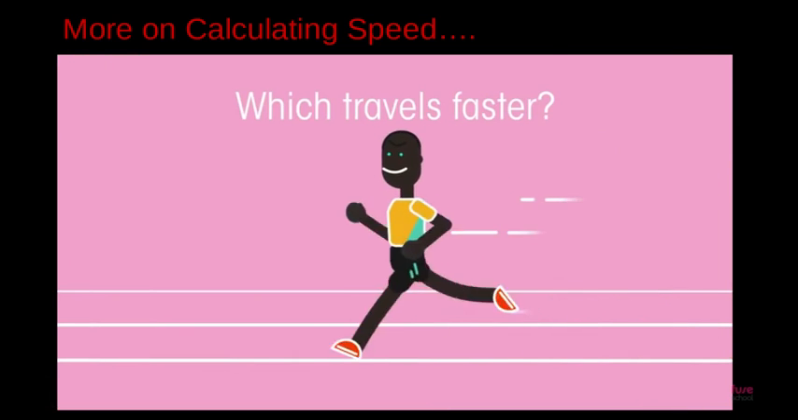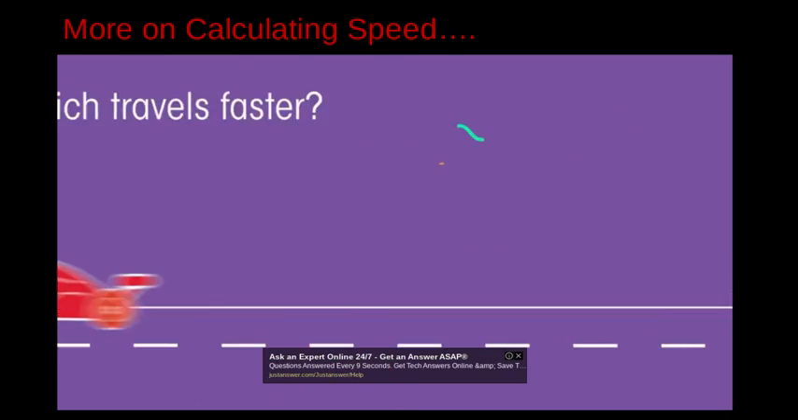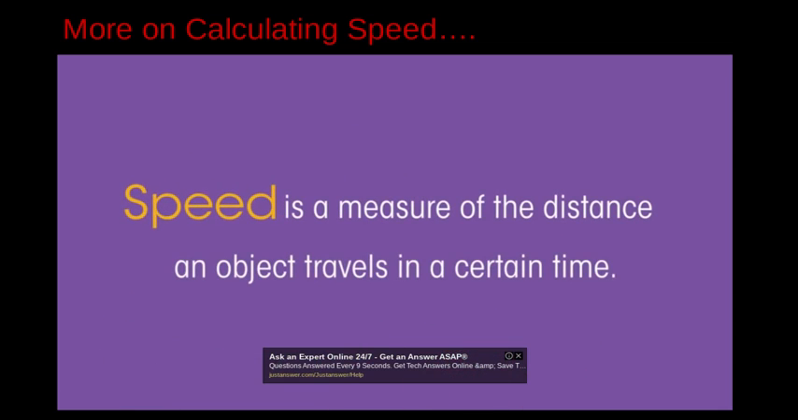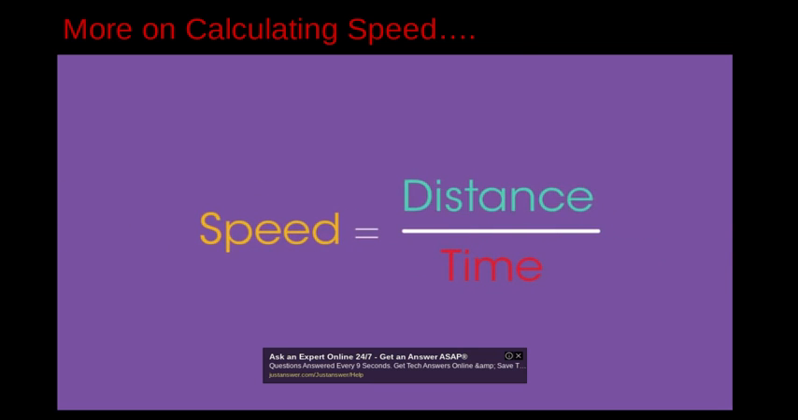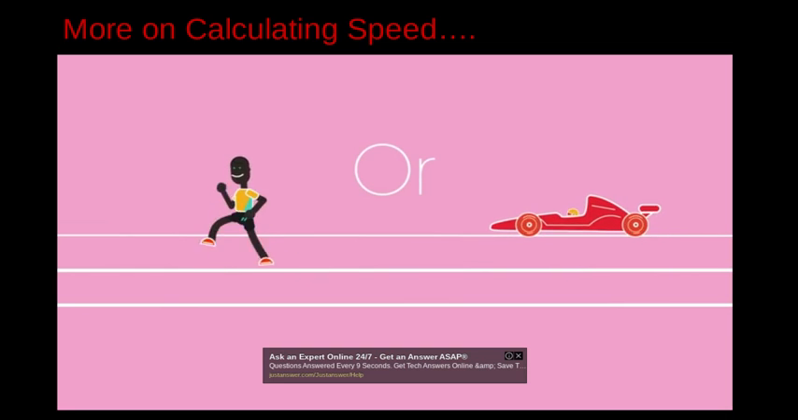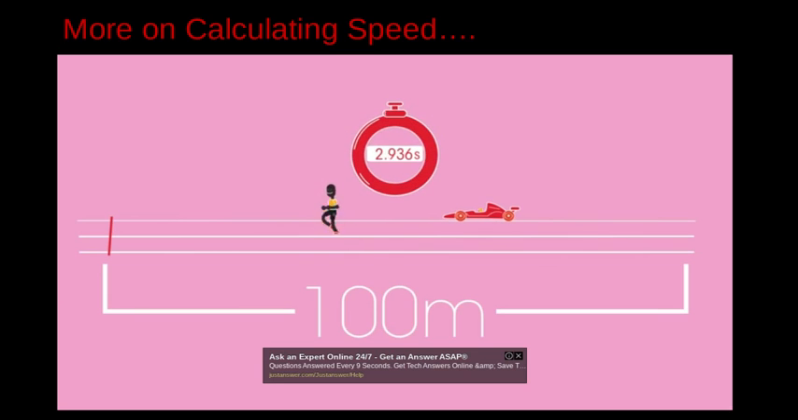Which travels faster, Usain Bolt or a Formula One car? In this video, we'll find out how to calculate speed using distance and time, which we'll then use to work out the answer to who's faster. Speed is a measure of the distance an object travels in a certain time. Speed can be calculated using the formula speed equals distance travelled divided by time. So, to work out which is faster, Usain Bolt or the F1 car, we need to know how far they both travelled and how long it takes them to cover that distance.